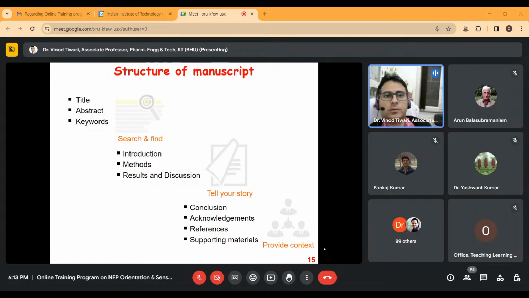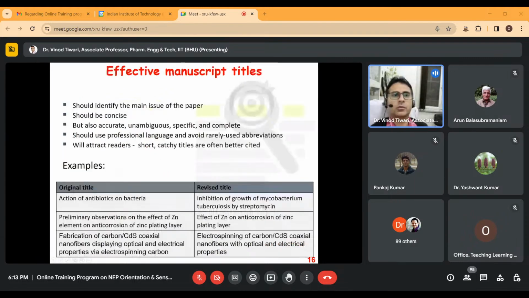But yeah, for the beginners, or those who are still learning how to do it. We have certain components in any manuscript, ranging from title, abstract, and keywords, and then the introduction, methodology, result, and discussion. The last part is about telling your story based on your findings, which comes under the conclusion section. And then after that, acknowledgement, references, and supporting information or the supplementary data.